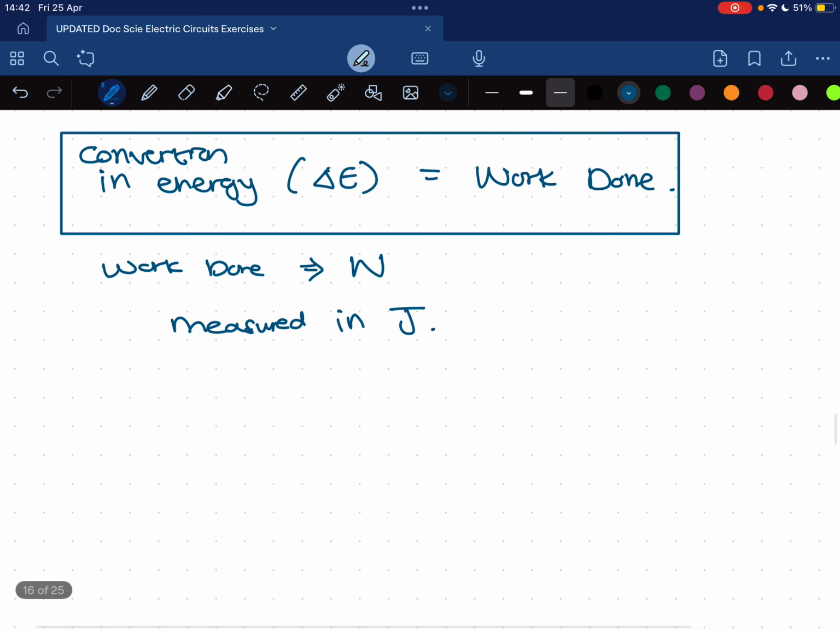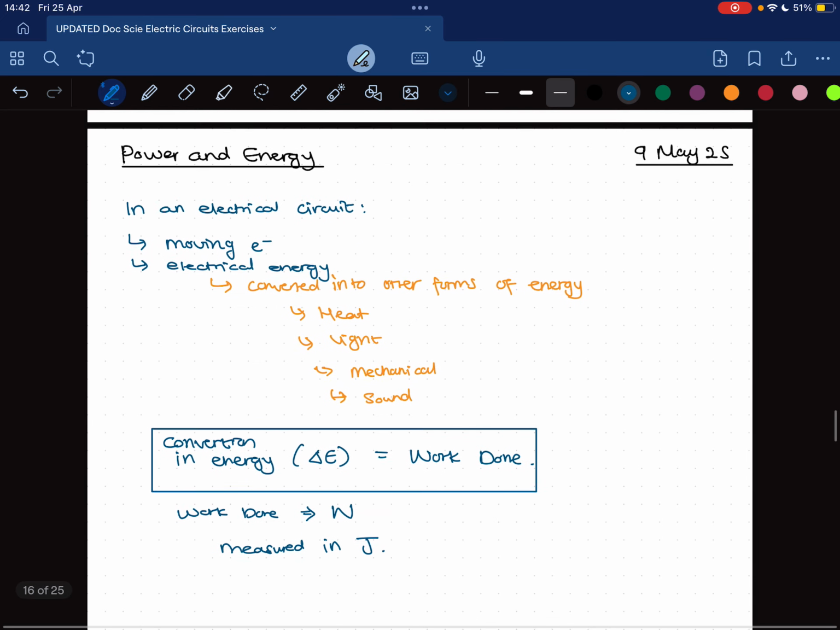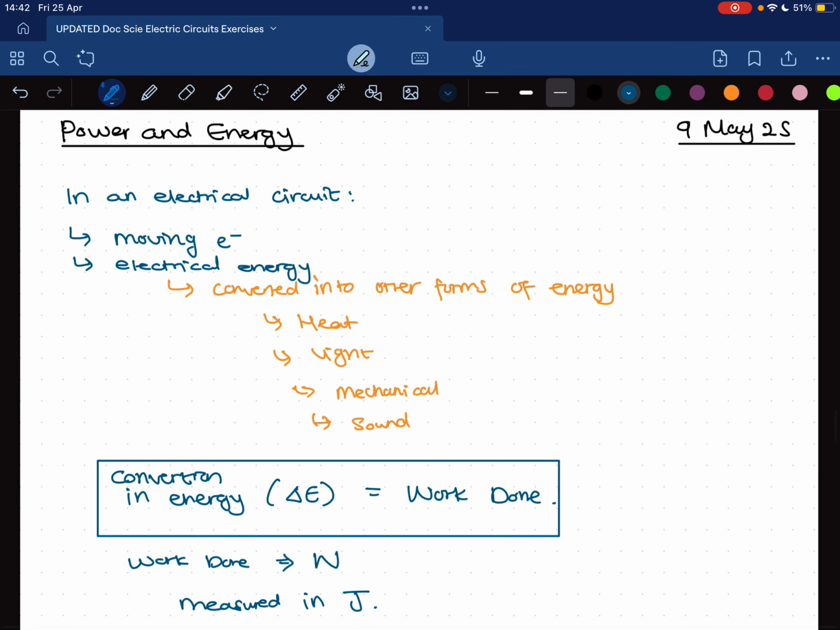Okay, so that's how we start off this topic, by understanding what it means when we have electrons that need to push through a resistor. In order for them to push through the resistor, there has to be this energy that is required. And that work done now relates to the new topic that we're going to discuss today, which is power.